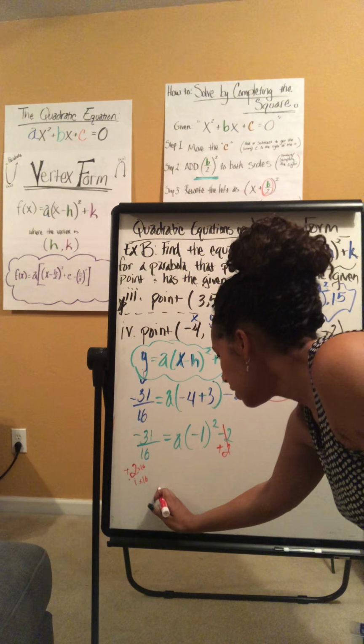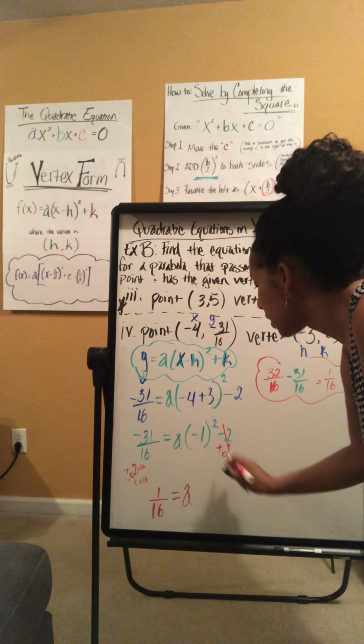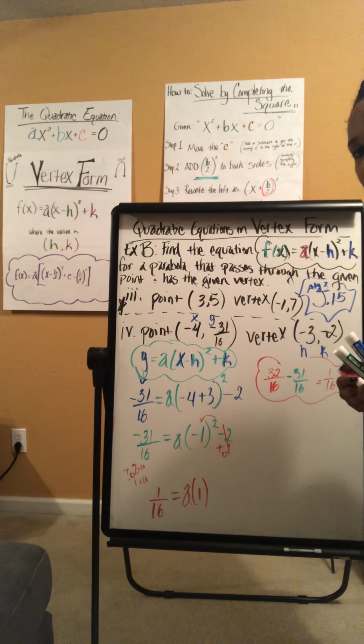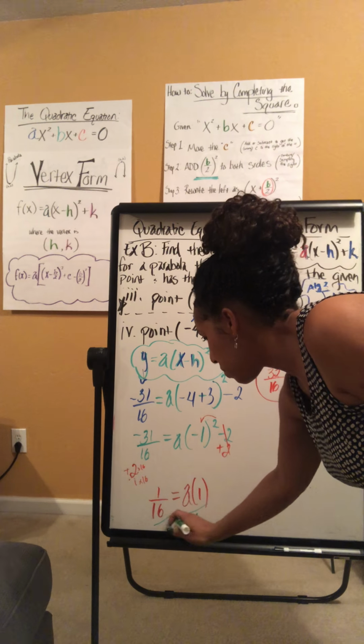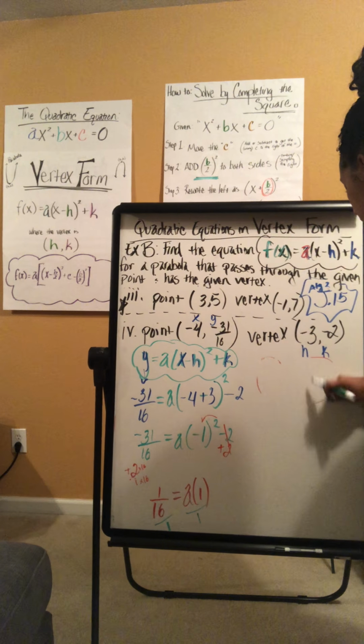So this just becomes 1 over 16 equals a times, and negative 1 squared is just a positive 1. So if I divide by positive 1, I really still just have 1 over 16. My a is 1 over 16.